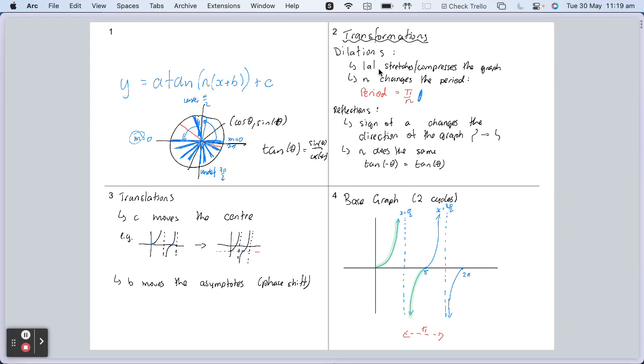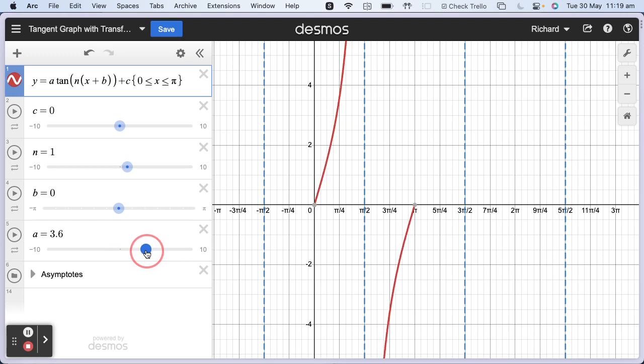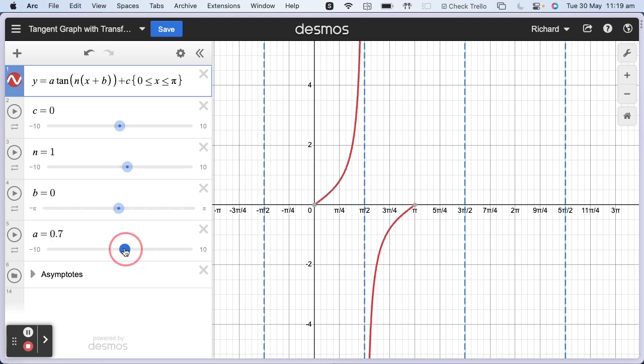I wouldn't, though, because the graph goes on forever in either direction, so there's no maximum or minimum from an amplitude. But if we see this in action here, here is A. If I make it big, can you see it's basically just stretching it away from the x-axis? So it's stretching parallel to the y-axis. Or if I make A a fraction, it's squishing it towards the x-axis. In other words, it's compressing or dilating in the same direction as the y-axis.